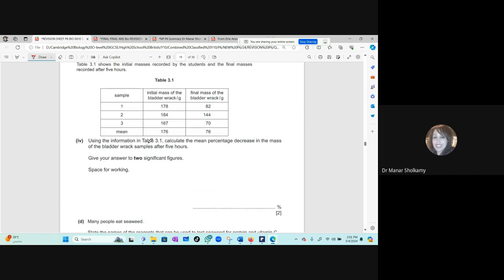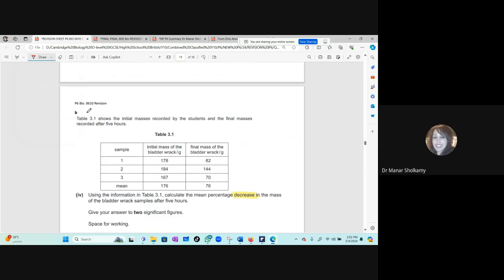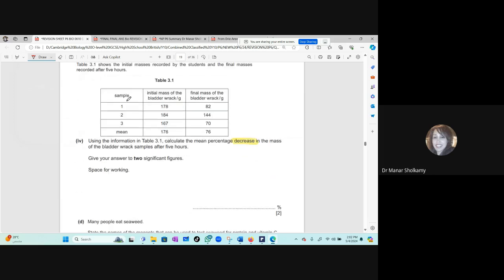Now, why did I choose this table? I definitely did for a reason. Yes, because here they're asking you for the mean percentage decrease. So the value will be negative, but we are going to remove the negative. Thank you. Here, I will remove the negative. Okay? Use the information in table 3.1 to calculate the mean percentage decrease in the mass of the bladder rack samples after 5 hours. Good. Give your answer to two significant figures. Table 3.1 shows the initial masses recorded by the students and the final masses recorded after 5 hours.